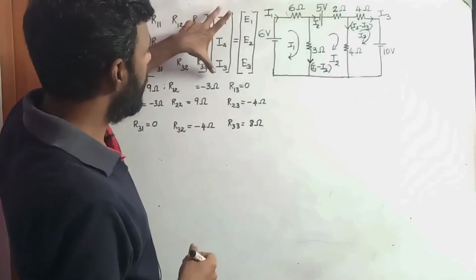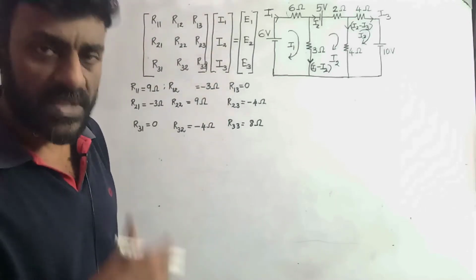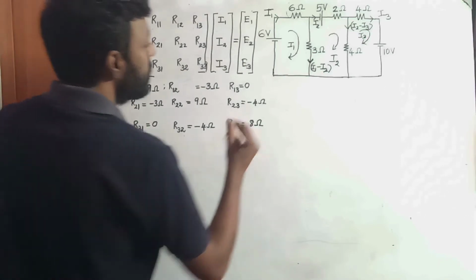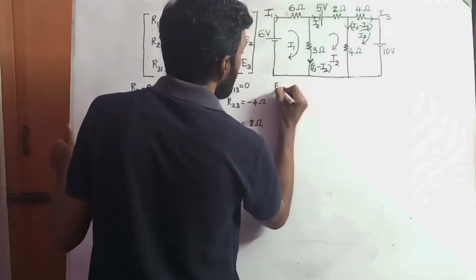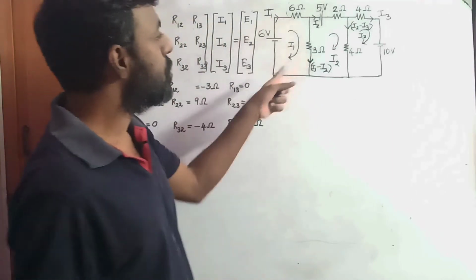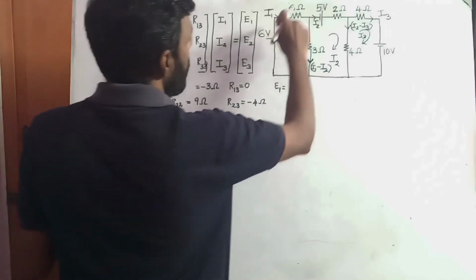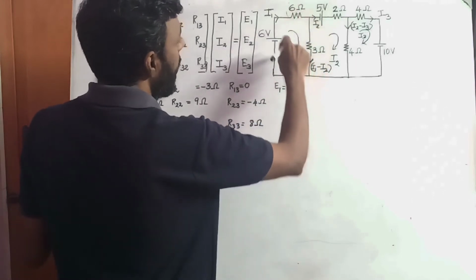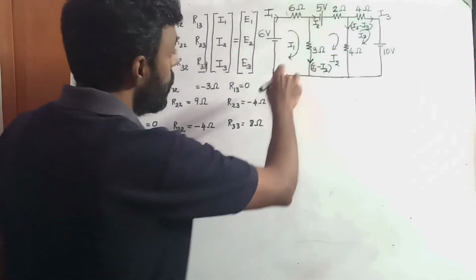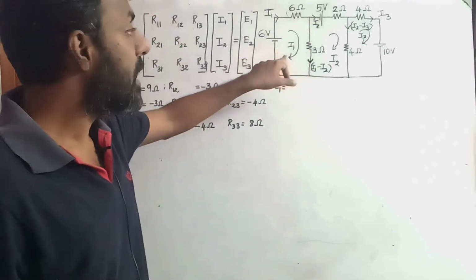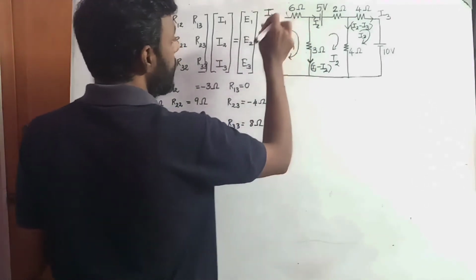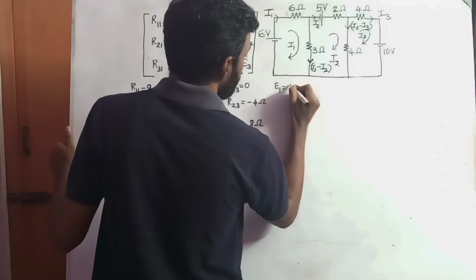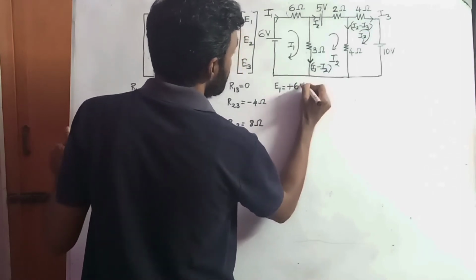Now we are left with this matrix I1, I2, I3, which is what we need to find. Then how about E1, E2 and E3? If I want to find E1, I'm going to apply the voltage law. In this first compartment, let us assume E1 is 6 volts. My direction of travel is clockwise. While moving clockwise, I encounter the negative terminal of the battery first, then the positive terminal. So it will be plus 6 volts.